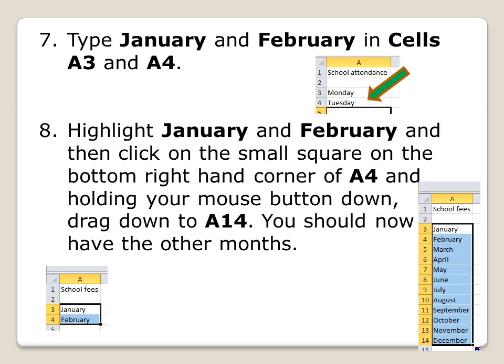Next step, type January and February in cells A3 and A4. And we're going to use the trick that I showed you last week. Highlight January and February, and then click on the small little square in the bottom right-hand corner of A4, and holding your mouse button down, drag down to A14. You should now magically have all the other months.